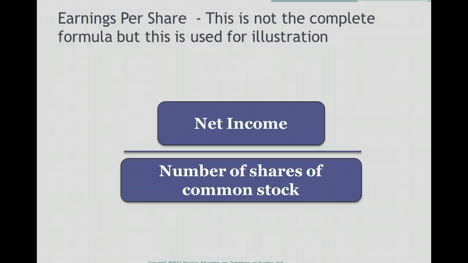This shows how much earnings a company had per share of common stock, per share of ownership. The higher the number, the better. The nice thing about this particular ratio is that you can compare companies of different sizes, different industries. It kind of brings it all down to a common denominator. How much earnings does each company have per share?